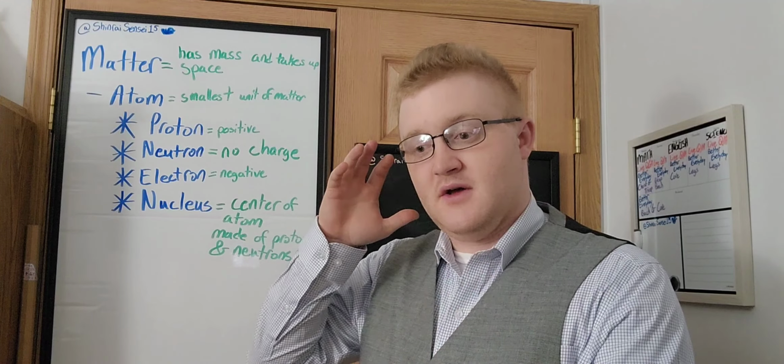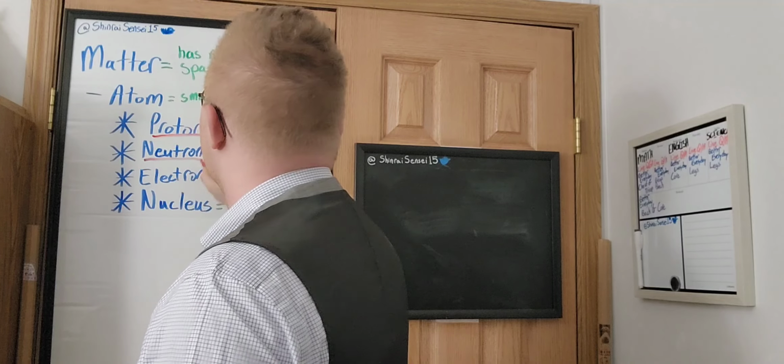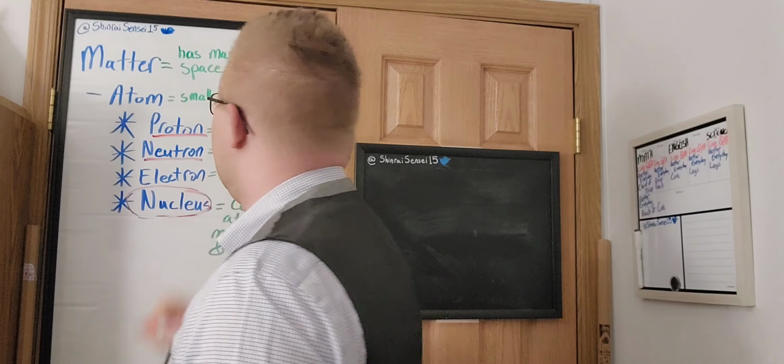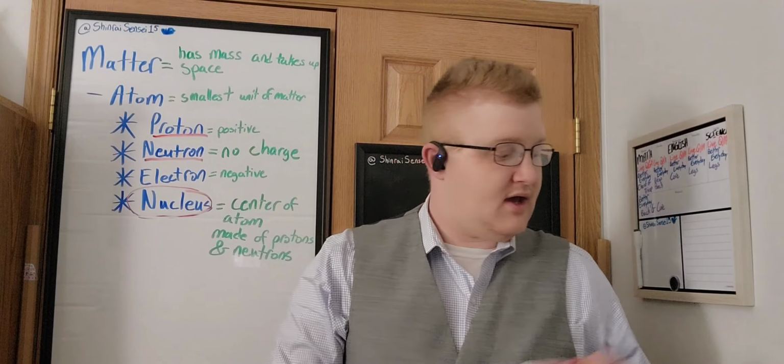Now, the atom being the smallest unit of matter, well, now we also understand that the atom is made up of different parts. You have the proton, the neutron, and the electron. And the proton and the neutron, I will underline in red, because these two make up what is called the nucleus. The proton and the neutron can be found in the direct center of the atom. And so these two subatomic particles are always going to be found in the center of an atom.